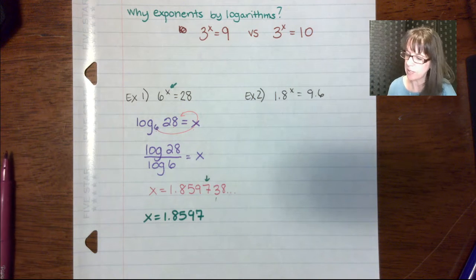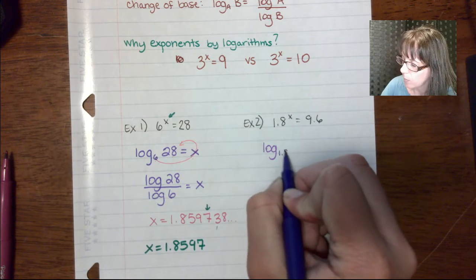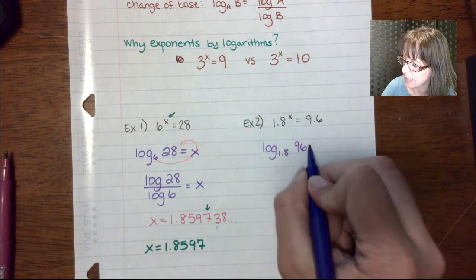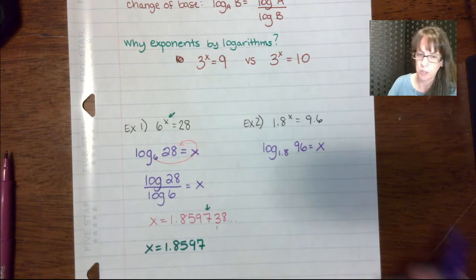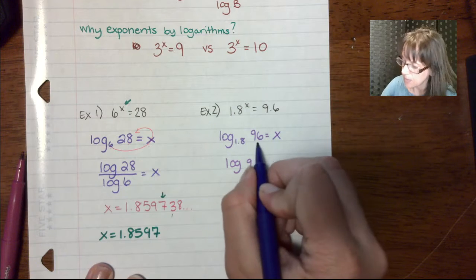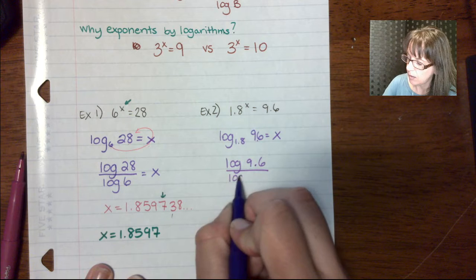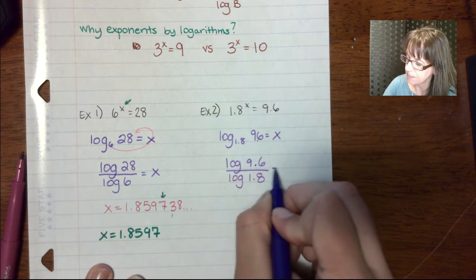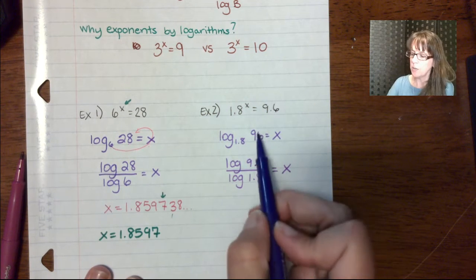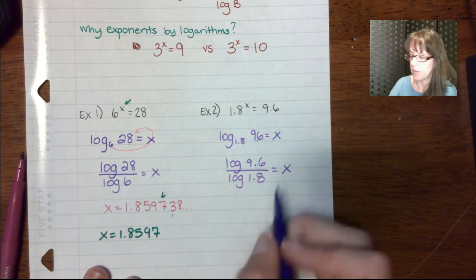Remember, the easiest way to do this is take these outer two and smash them together. So log base 1.8 of 9.6 equals x, and now we have to do our change of base formula. So we say log 9.6, my apologies, divided by log 1.8 equals x. So you always put this number on the top, and then you put your base, this number, on the bottom.